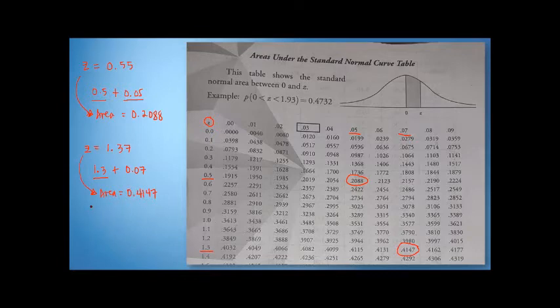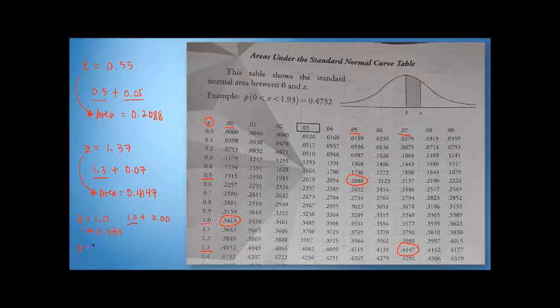Now, let's have another example. Halimbawa, ang z-score ay 1.0 lang. Ayan. So, ang hahanapin lang natin dyan is 1.0 plus 0.00. Ayan, ito, 1.0. Then, yung 0.00, ito. So, yung intersection nila, that is the area. So, ang sagot dito ay 0.3413. Okay, let's have one more.